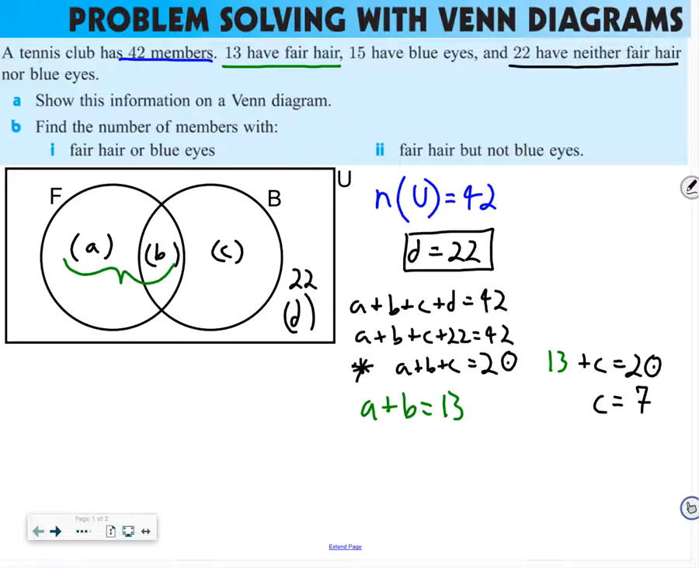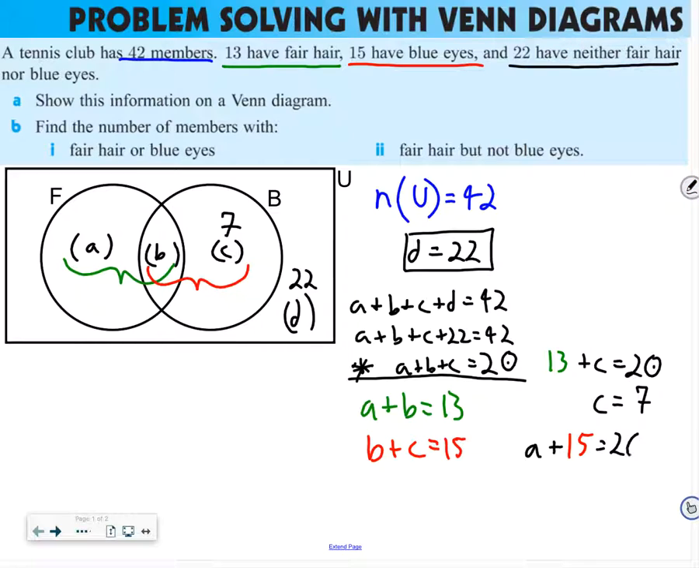Now that I know that C is equal to 7, I'm going to go ahead and put 7 there next to my C. Now I know that 15 have blue eyes, and the elements that have blue eyes are in this region. So that means that B plus C must be equal to 15. Again using the equation, I'm going to do a substitution. If B plus C is 15, then A plus 15 is equal to 20. By subtracting 15 from both sides, I see that A must be equal to 5.